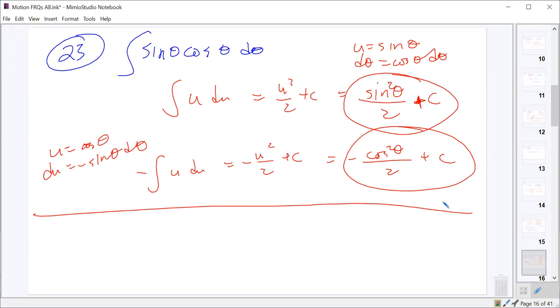Those are the first two ways I might try to go about doing this problem. Neither of them yielded an answer choice that was in the book or on the test or whatever you want to call it. So the next thing I might do is recognize that 2 sine theta cosine theta is equal to sine 2x, sine of 2 theta. So if I threw in a 2 and a 1/2, I could rewrite this integral as 1/2 of the integral of sine 2 theta.